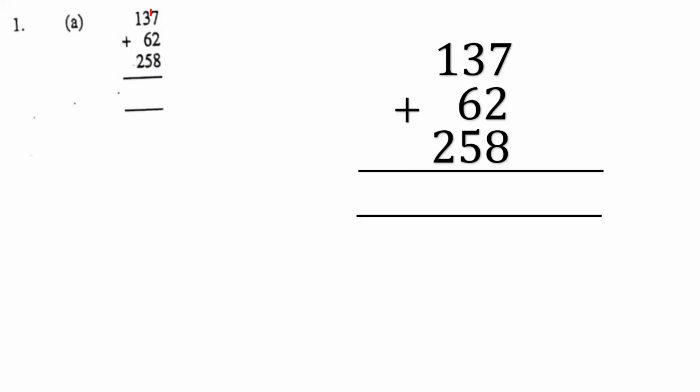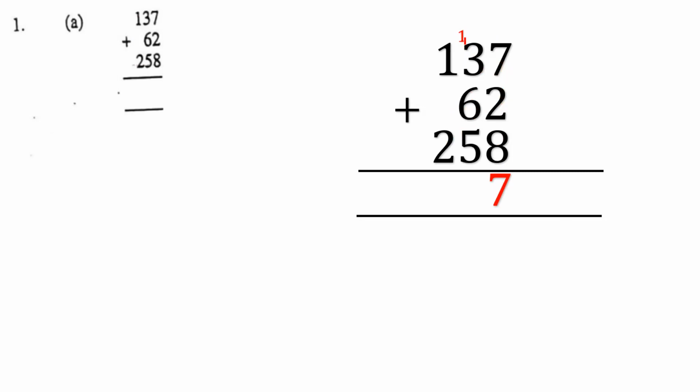Notice that question 1A is an addition problem. Here we have to add 137 plus 62 plus 258. So let's begin with the ones column. We have 7 plus 2 plus 8. What is 7 plus 2 plus 8? Well, 7 plus 2 plus 8 is definitely 17. We put the 7 below and we put the 1 above. So the 1 goes in the tens column.